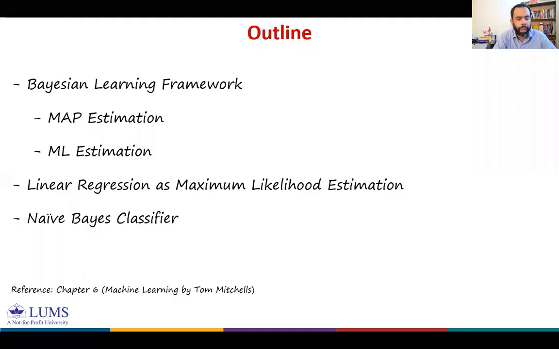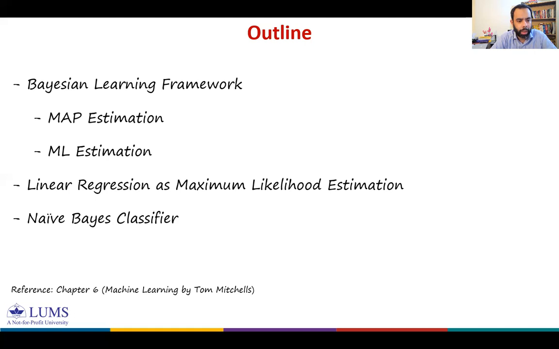Okay, the outline would be we will start with a very brief introduction of Bayesian learning framework, moving towards maximum a posteriori estimation and maximum likelihood estimation. And then we will show that linear regression is indeed a maximum likelihood estimation. And finally, we will talk about naive Bayes classifier. And we will also cover a couple of examples to understand naive Bayes classifier.